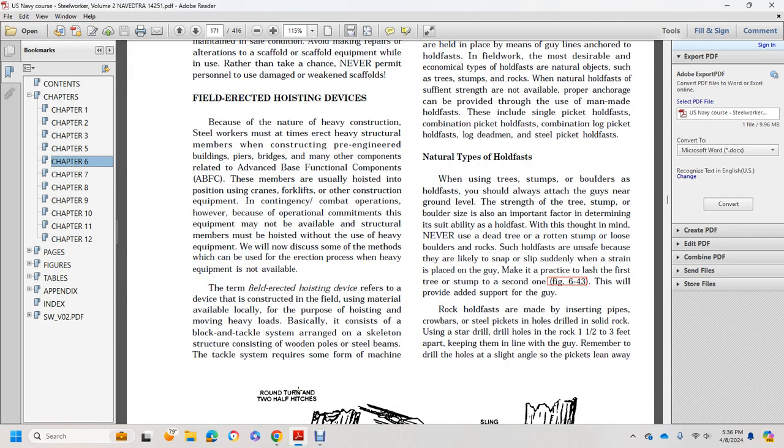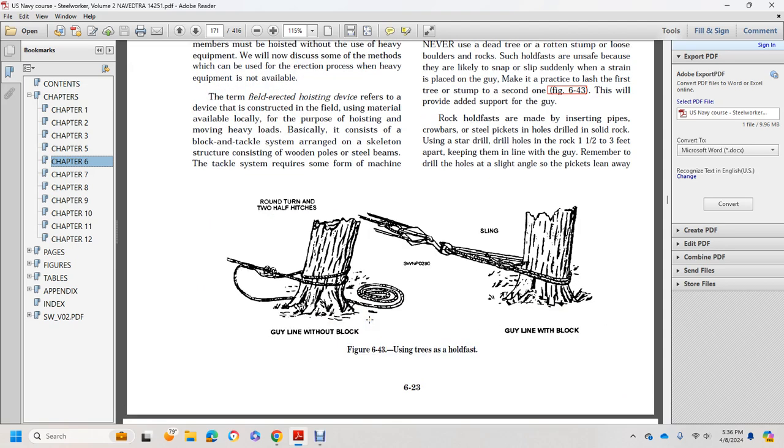The term field erected hoisting device refers to a device constructed in the field from materials available locally for the process of hoisting. Moving heavy loads is done basically with a block and tackle system arranged with a skeleton structure that consists of wooden poles or steel beams. The tackle system requires some form of power. Figure 6-43 shows using a stream tree, holding fast with a round turn and two half hitches. Guideline without a block, and then guideline with a block.